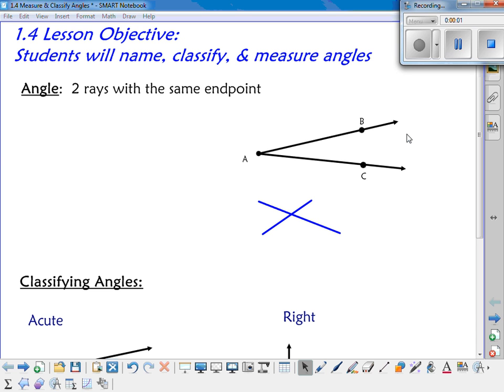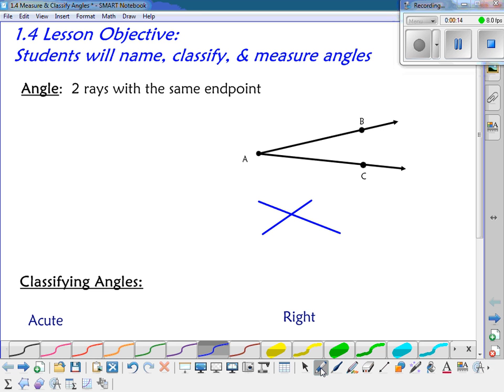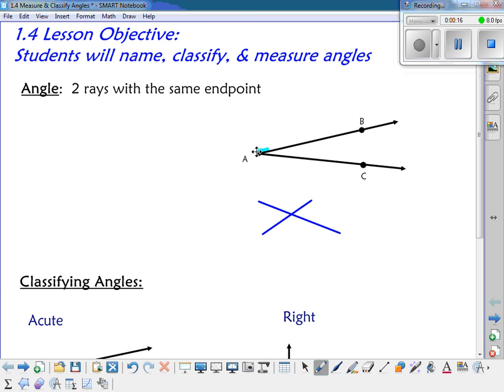Okay, so this lesson will cover how you name, classify, and measure angles. First of all, what is an angle? An angle is two rays with the same endpoint. So for instance, here we have an angle that's made from ray AB and ray AC.